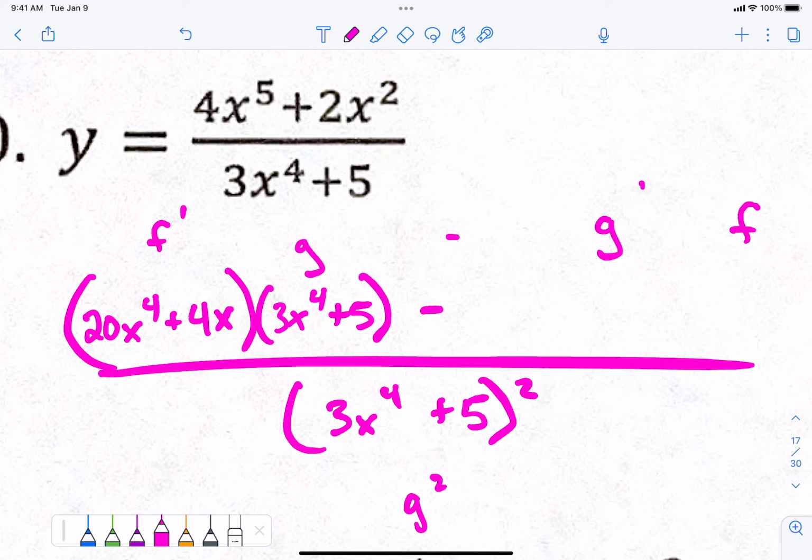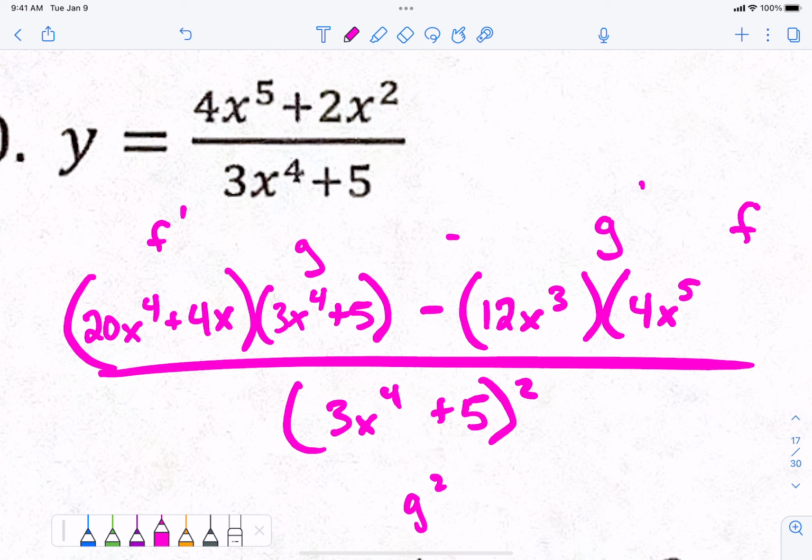Okay, but G prime. What's your G prime? 12x to the third. For some reason I still get 12x to the third. That's it. Just keep 4x to the fifth plus, what's your highest? 2x squared.